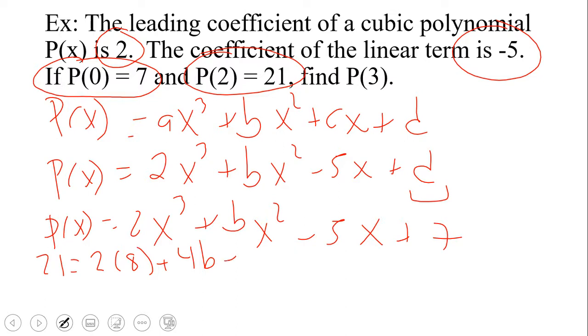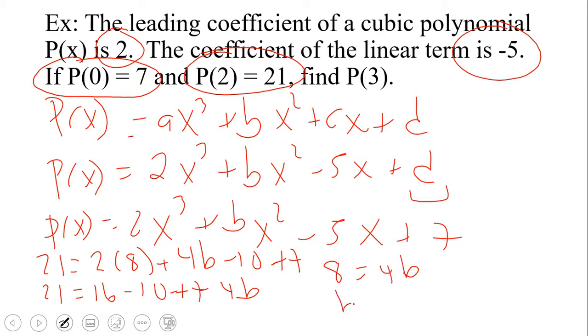plus 2 squared, which is 4b, minus 5 times 2, which is 10, plus 7. So 21 equals 16 minus 10 plus 7 plus 4b. So I'm going to go ahead and move all my constants to the left-hand side there. So 21 minus 16 is 5, plus 10 is 15, minus 7 is 8. So I'm going to wind up getting that 8 is equal to 4b, which means that b is equal to 2.